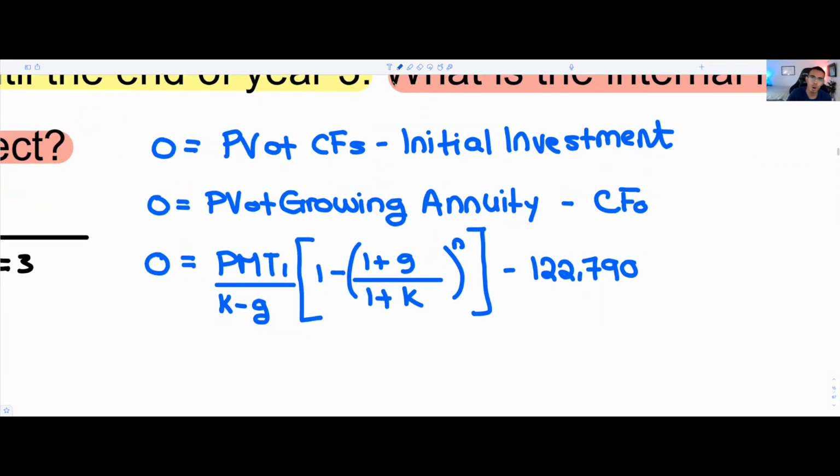Now, this could be complex, right? Because, gosh, you got a lot of values here. You know your payment 1. We know that amount. We know our g, right? We know our n. And we have, of course, this value here. And of course, in this case, what we're solving for, we're going to highlight it in red, is k. That's our missing variable.